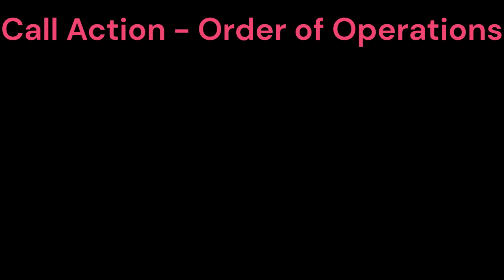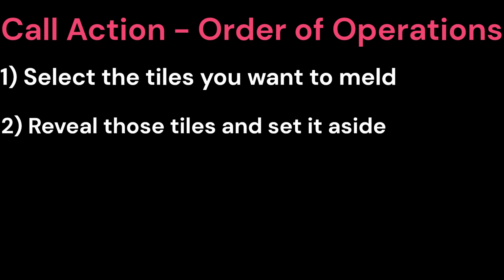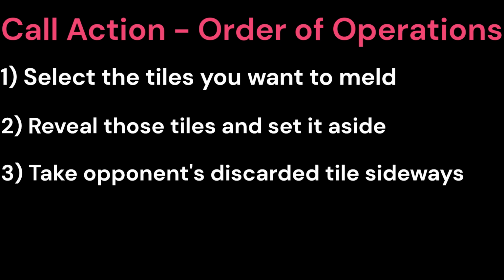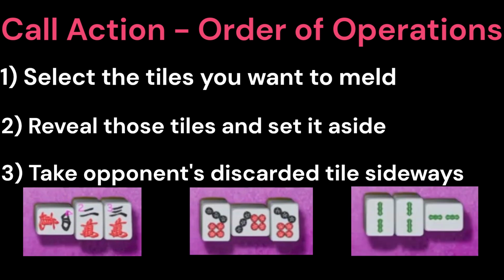There is an order of operations you have to follow when resolving a call action. First, decide which 2 tiles from your hand you want to make a meld with your opponent's discarded tile. Next, reveal those 2 tiles from your hand and set them aside for everyone to see. Then, take the tile from your opponent and add it to your meld sideways. After that, you will orient the sideways tile either left, middle, or right side of the meld to signify which player you took the tile from.